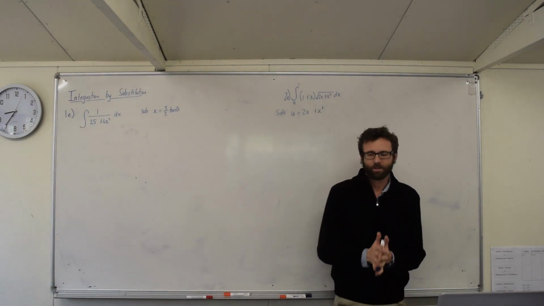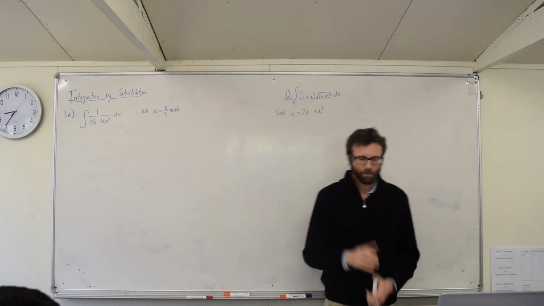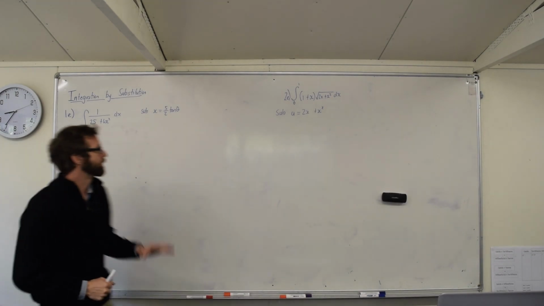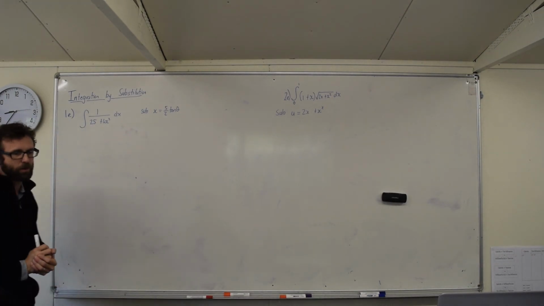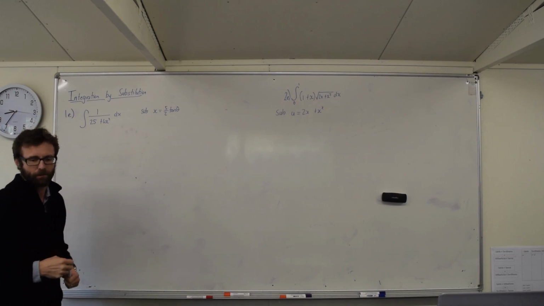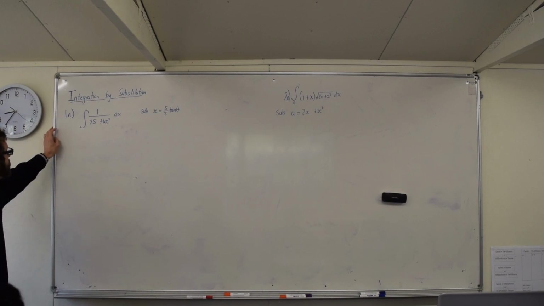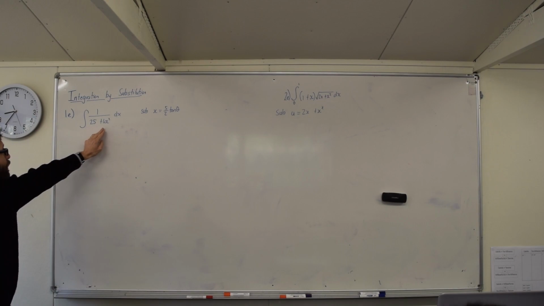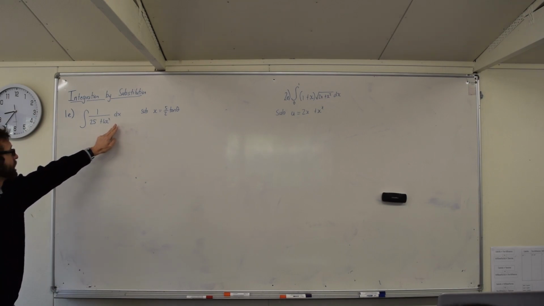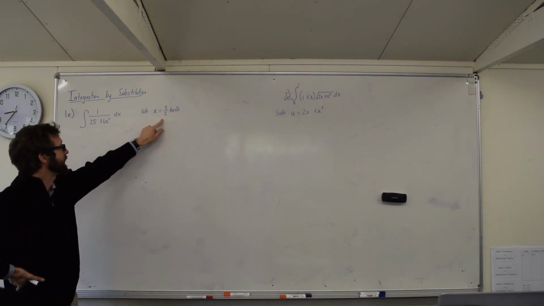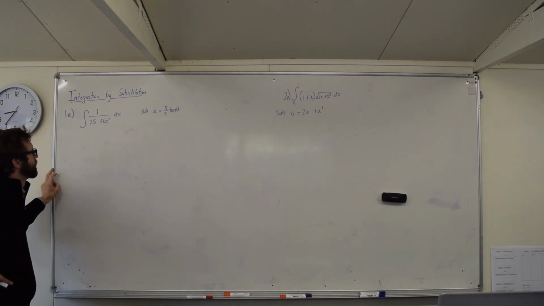We've only just scratched the surface of integration by substitution. So what I thought would be useful is for me to do some more examples with you and see if we can get a bit more comfortable with them. The first one I thought we'd do is the integral of 1 over 25 plus 4x squared dx. And we're going to use this substitution. They've told us that x is equal to 5 halves tan theta.